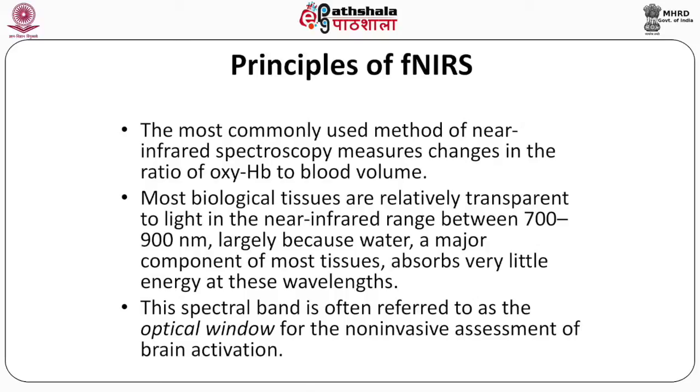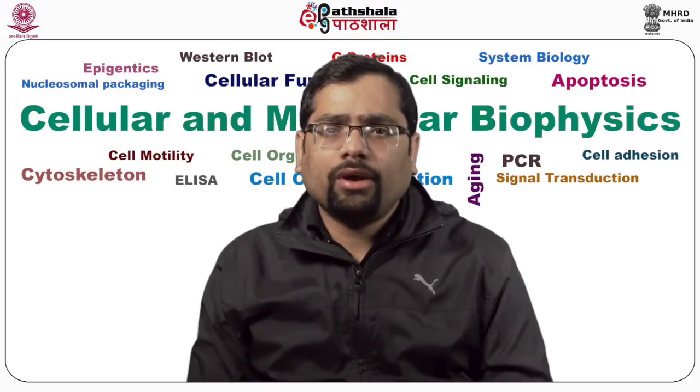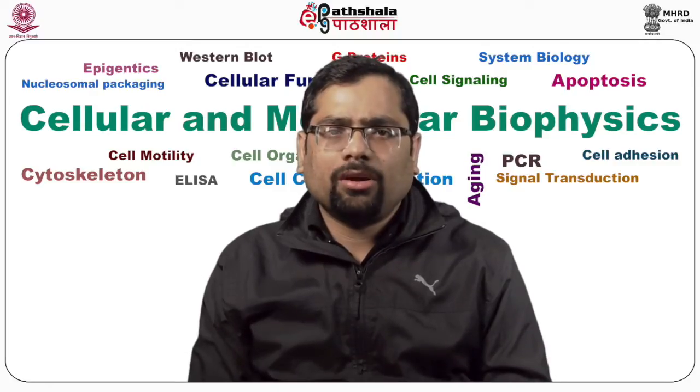Most biological tissues are relatively transparent to light in the near-infrared range between 700 to 900 nanometer. So, between this infrared range, that is 700 to 900 nanometer, it is found that most biological tissues are relatively transparent, largely because of water. Because in most of the tissues, water is the main constituent. A major component of most tissues absorbs very little energy at this wavelength. This spectral band is often referred to as the optical window. So, this 700 to 900 nanometer is why it is called the optical window for the non-invasive assessment of the brain activation.